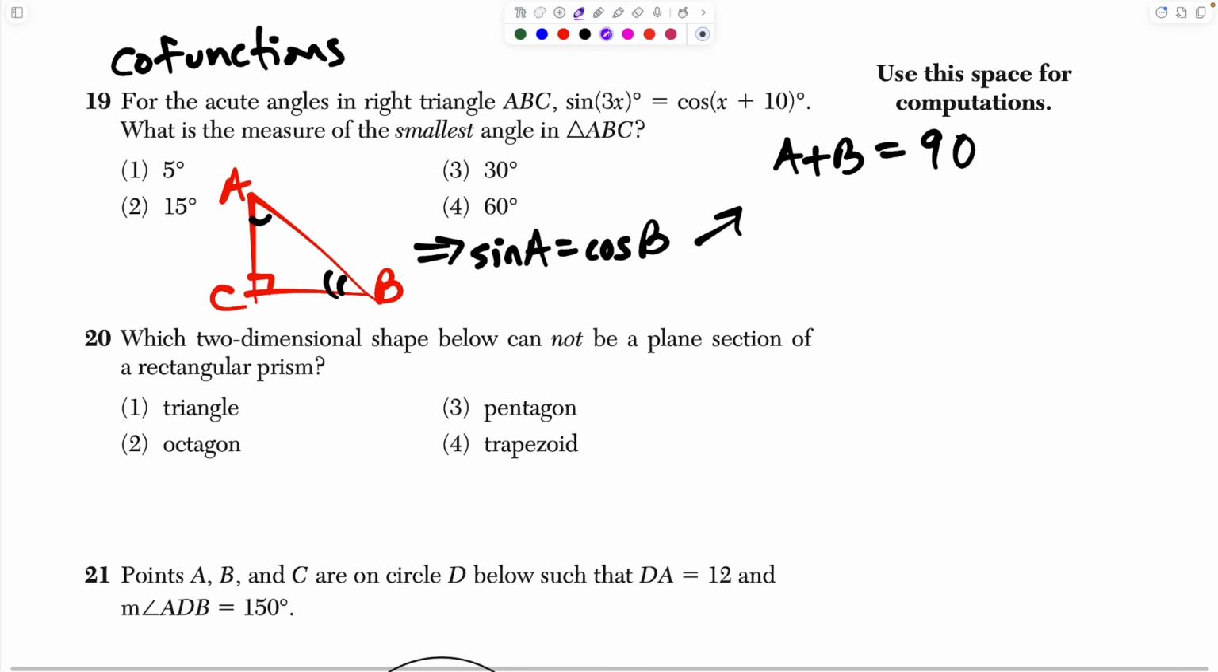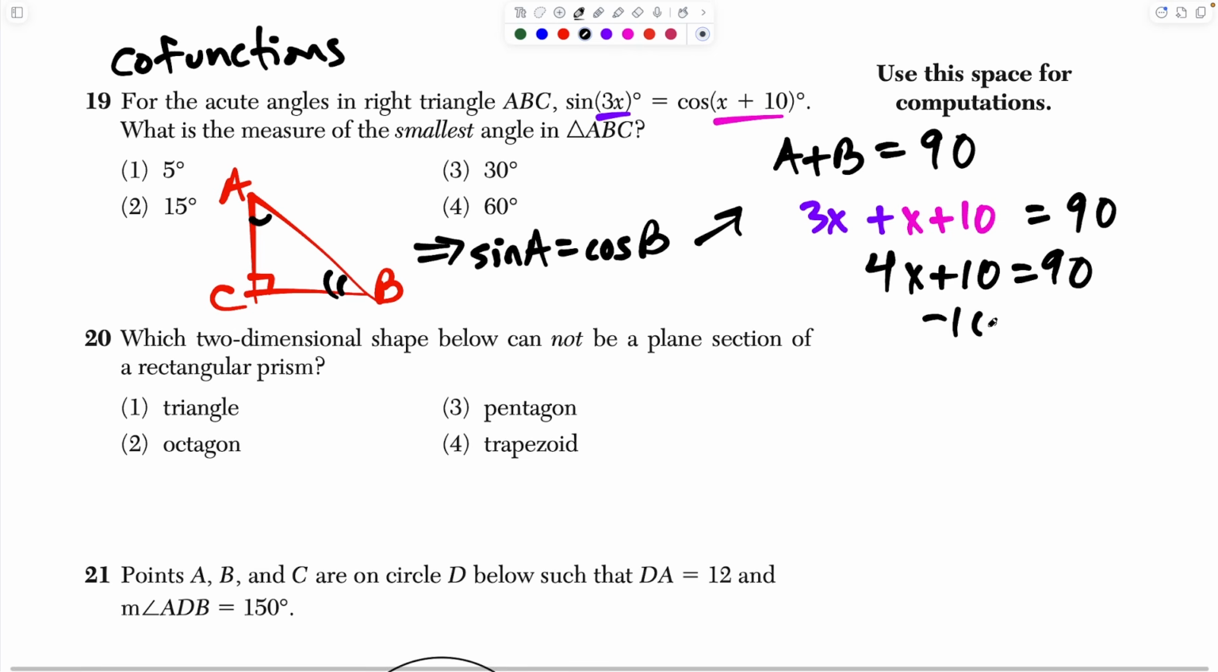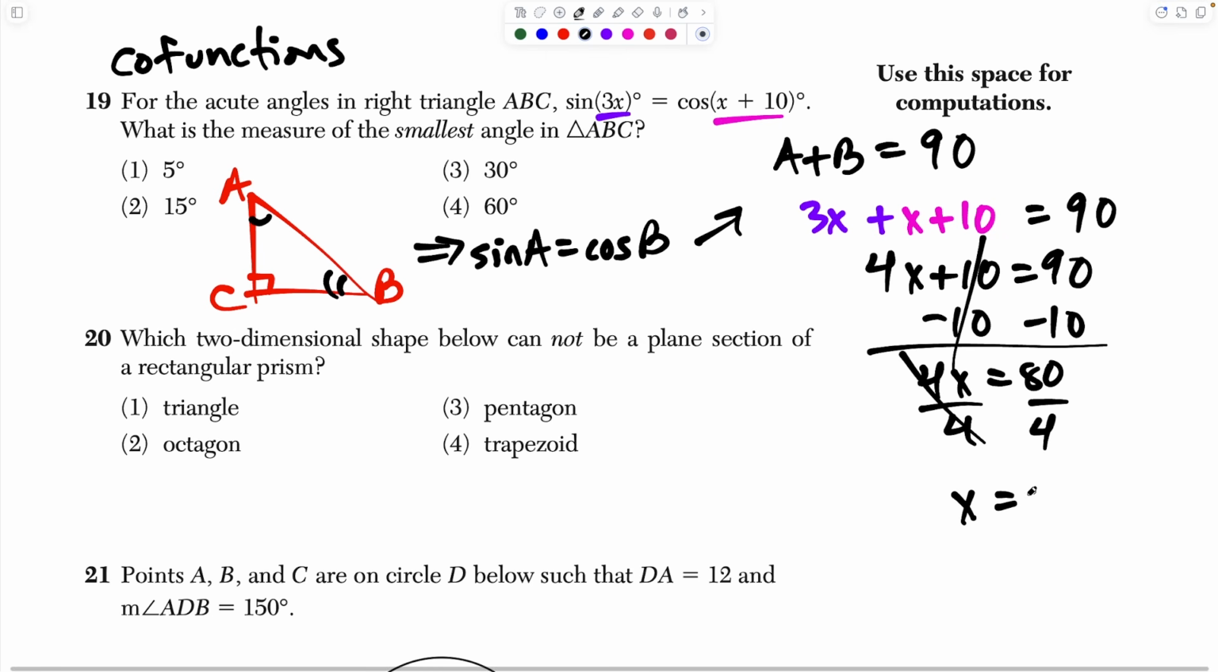So for these questions, I just take the first angle here, and I'll leave the degree part out. I'll just say 3x, but then plus the other one has to equal 90. So now I just solve this equation here. I could say 4x plus 10 equals 90. And now we could go minus 10 on both sides. And we have 4x equals 80. Divide both sides by 4. And then x is equal to 20.